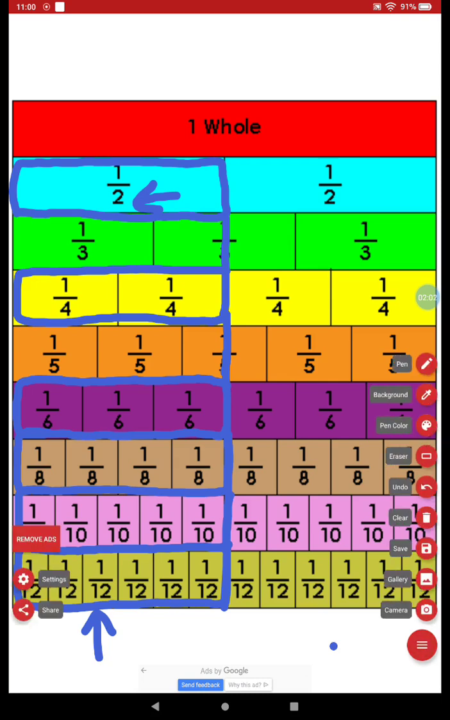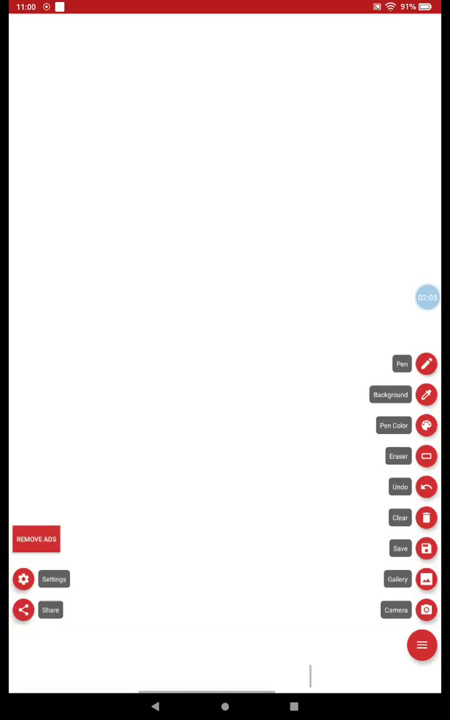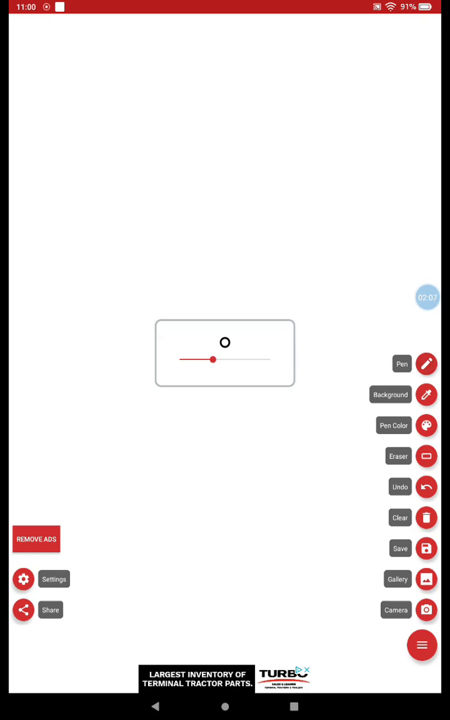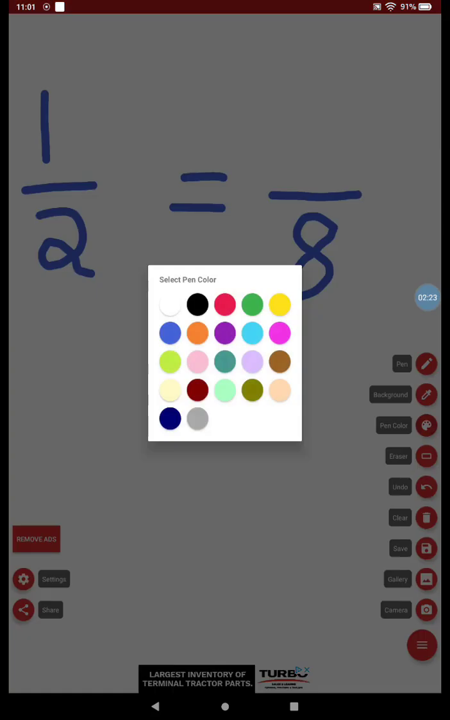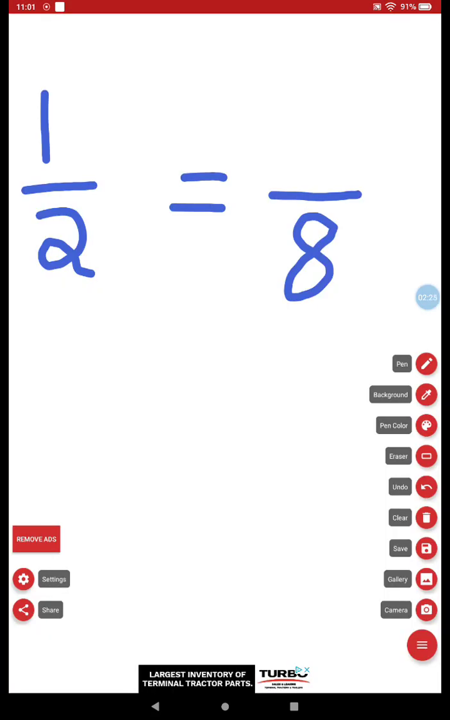All right, guys. Now let's go ahead and prove it using math. If I have 1/2, how many 8ths would that be? Well, we just showed on our rainbow fraction tile that would be 4/8. But here's how we do it using multiplication. Ask yourself, 2 times what equals 8? Very good. 2 times 4 equals 8.